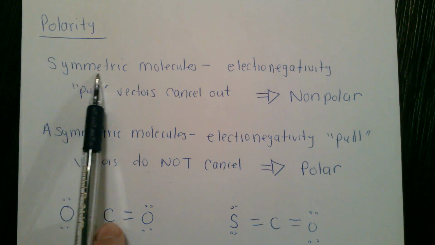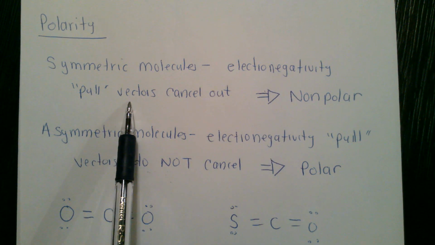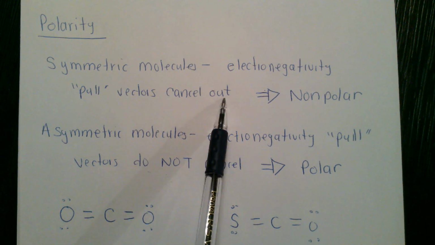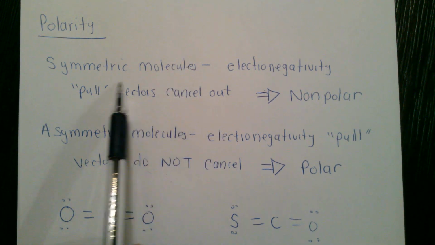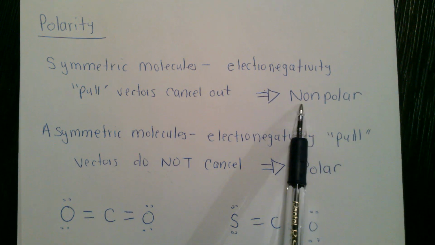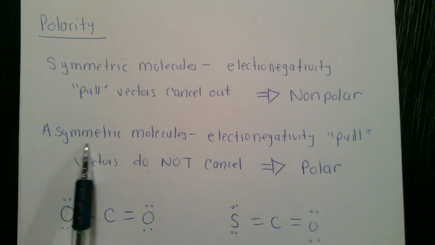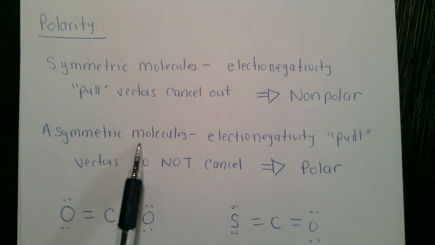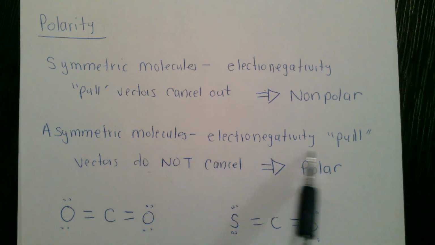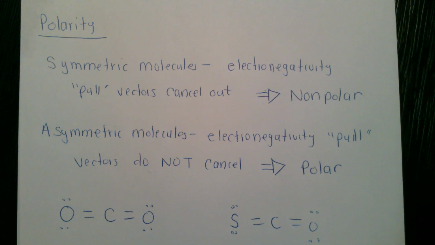So when we have symmetric molecules, the electronegativity vectors or dipole moments cancel out. If you can get equal and opposite poles across the whole entire molecule, you get a nonpolar molecule. All of those dipoles cancel each other out. If you don't have that arrangement, if you have asymmetric molecules, then the electronegativity vectors do not cancel out, and that molecule is polar. Okay, so let's take a look at a couple of examples down here.